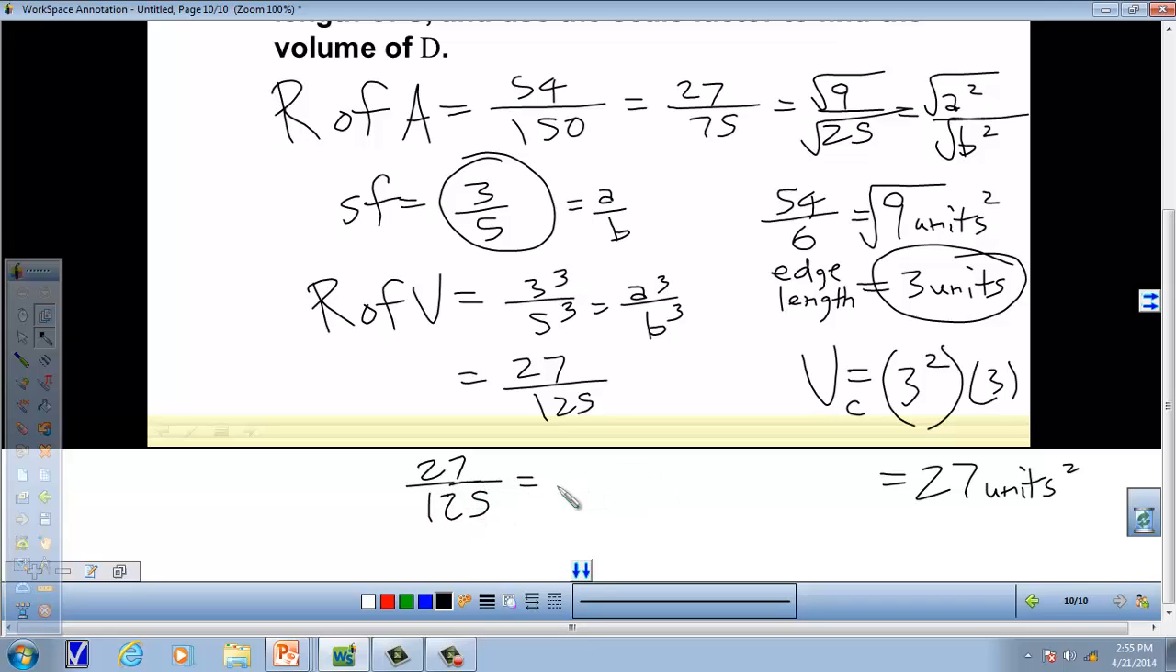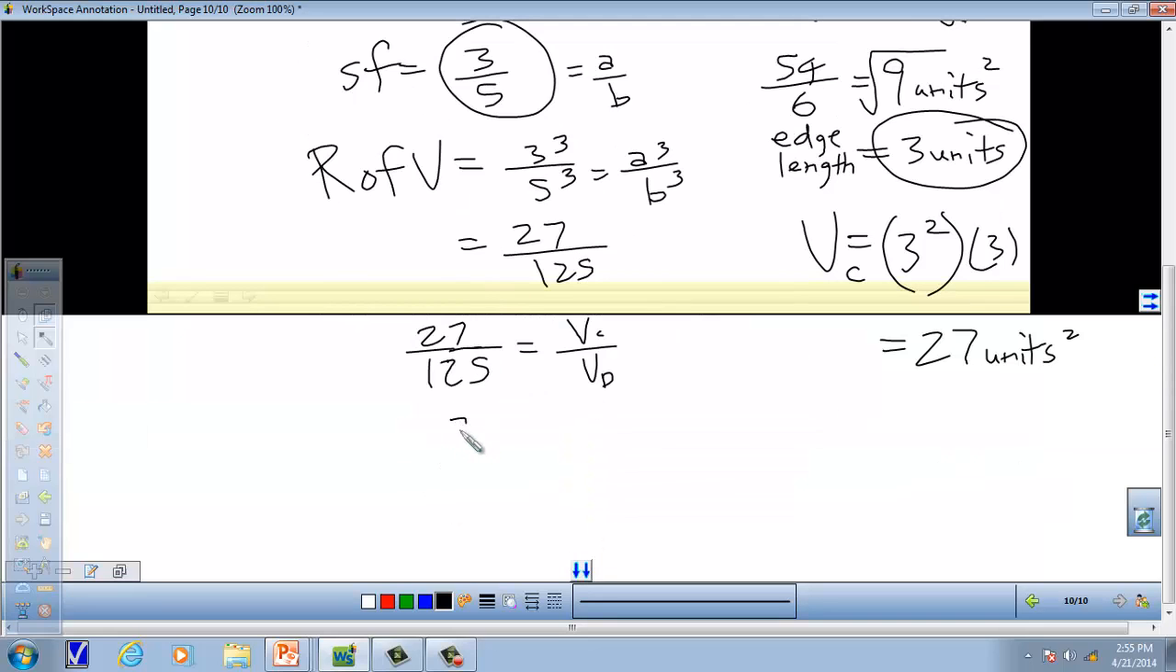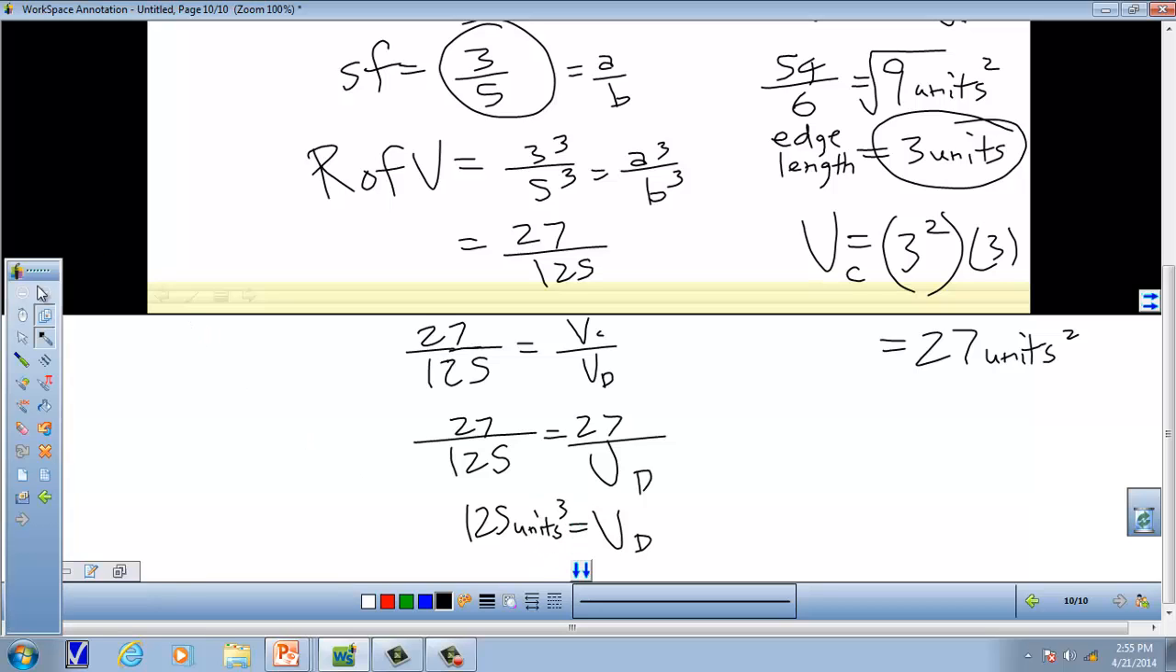And that's going to be equal to the volume for C over the volume for D. In this case, it would be 27 over 125 is equal to 27 over the volume of D. And this makes it pretty easy because we can see it's 27 and 27. So the volume of D, hopefully you can see in that case without cross multiplying, that would be 125 cubic units. Okay?